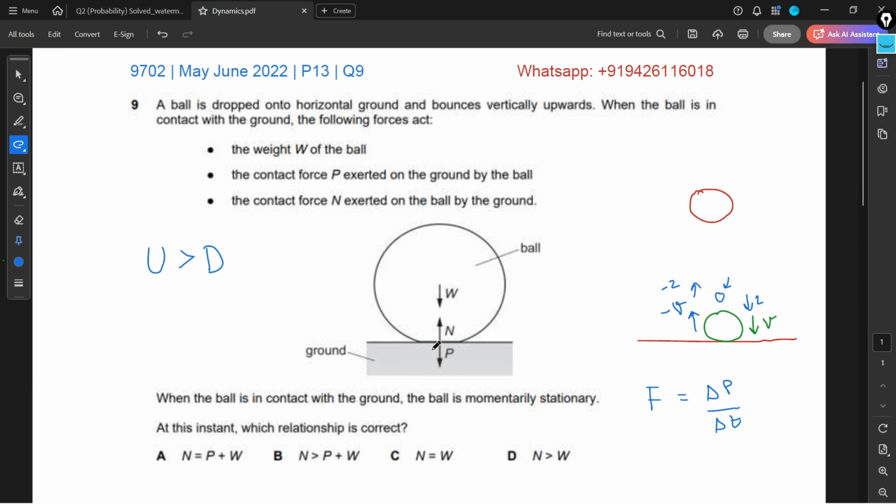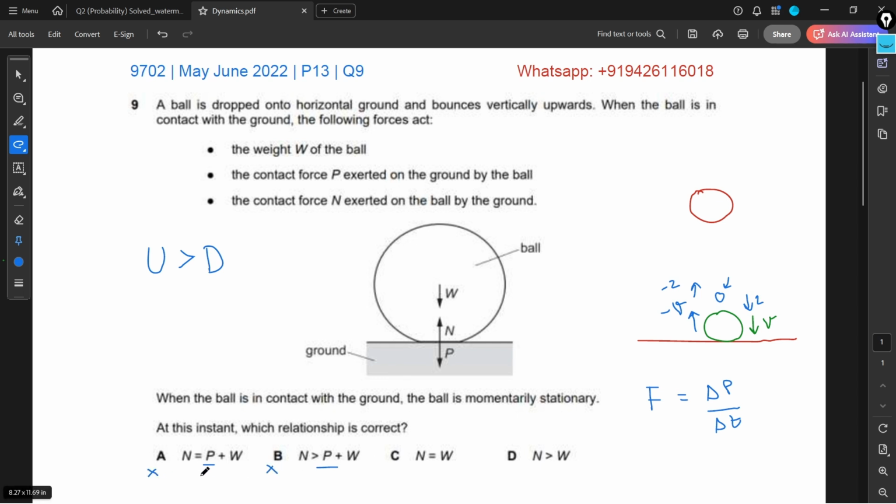And based on this logic, let's see out of the given four options, which one makes the most sense. Just by observing options A and B, I can see that there is an involvement of the force P, which is the force exerted on the ground. P is not the force that is exerted on the ball. So straight away we can reject options A and B.